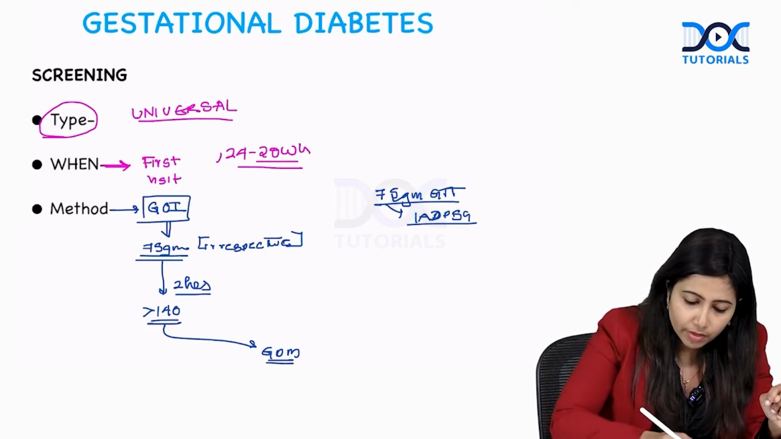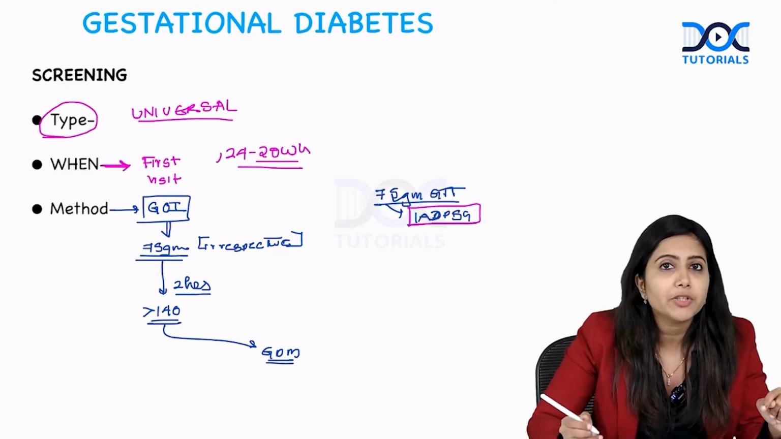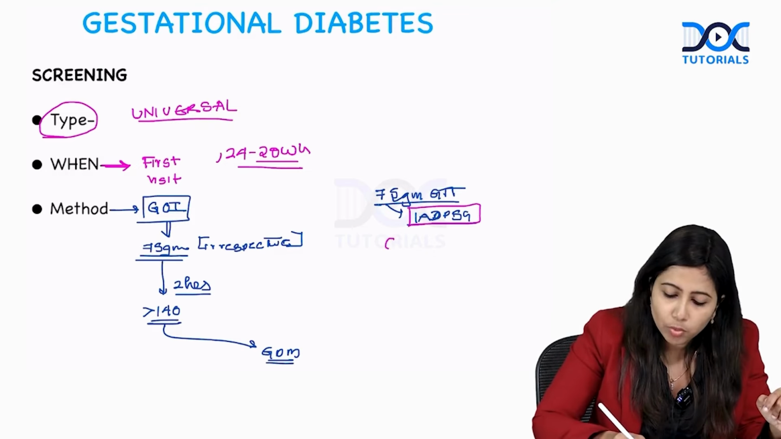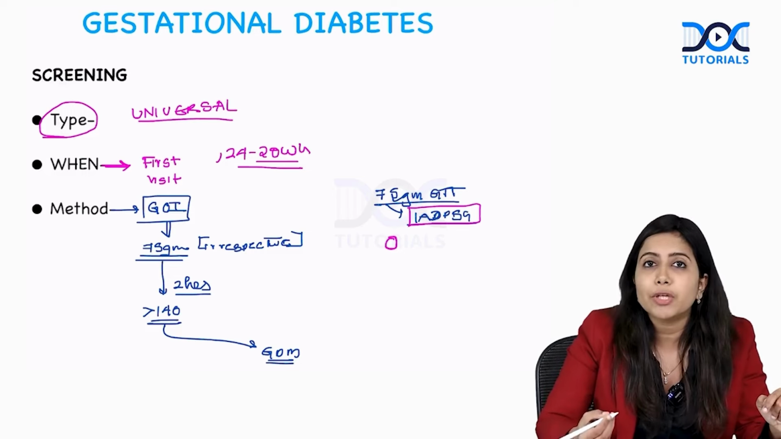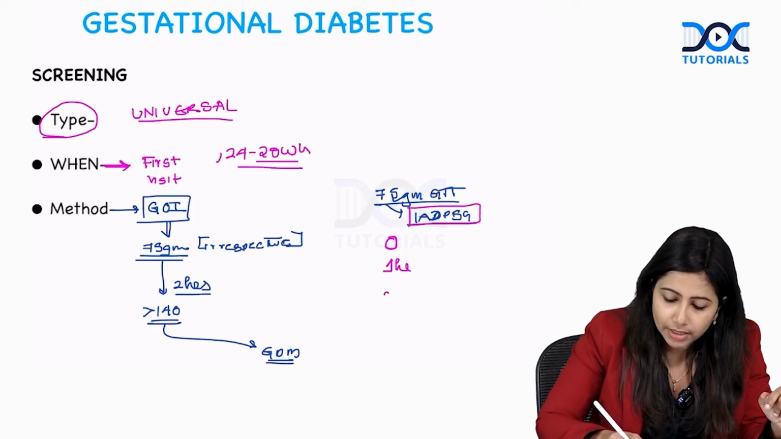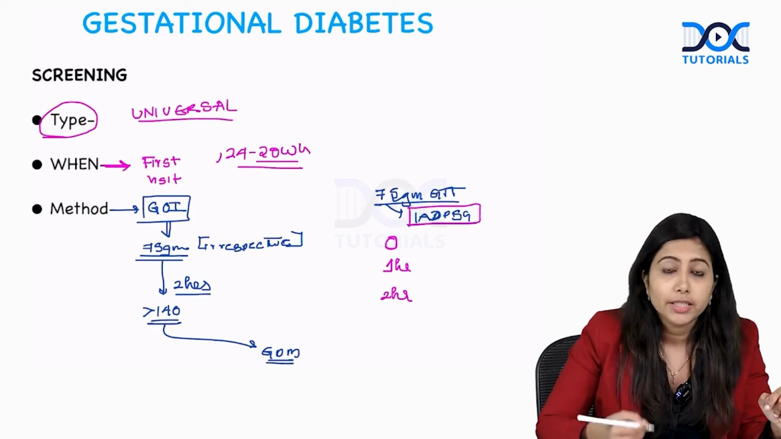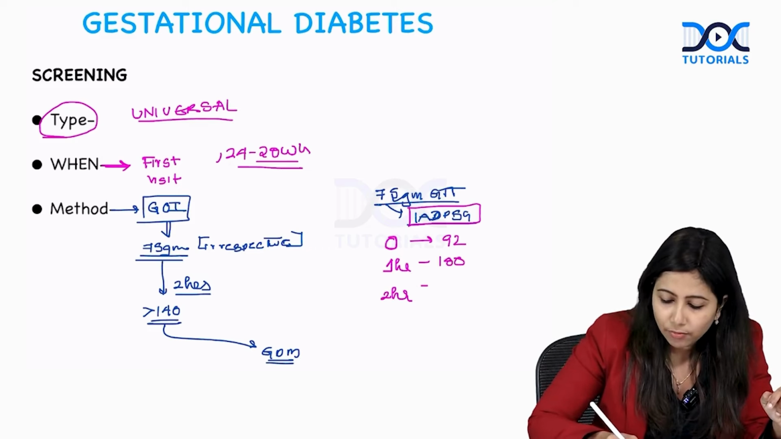Another test is the 75-gram GTT, glucose tolerance test, which is given by IADPSG. As per IADPSG, I am going to call the patient in fasting state and test at 0 hour, that is, the fasting hour. Then I give the patient 75-gram glucose and test after 1 hour and 2 hours. The cutoffs are 92, 180 and 153.